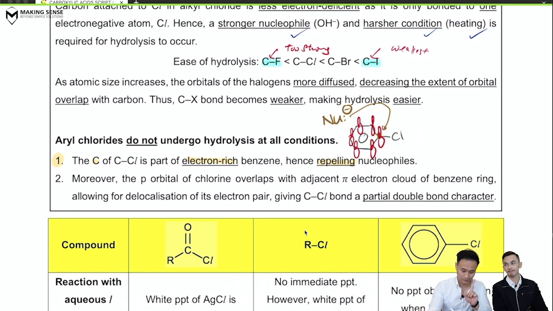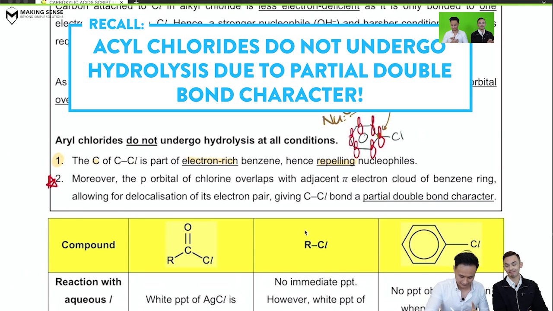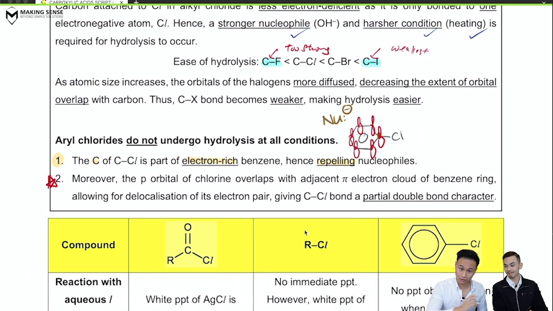Now the other reason is the more important one, and we have said this before, three special words: partial double bond. Again, Mr. William, remind me, the lone pair on the chlorine there, what orbital is it found in? It's found in the p orbital. Yeah, so once again, these two p orbitals are parallel and adjacent to each other. They are going to overlap sideways, and I'm going to dot it in. What we have here is a partial double bond character. So even if the nucleophile tries to come in to attack this carbon, that C-Cl bond will never break, and that's why aryl chlorides do not undergo hydrolysis at any conditions.